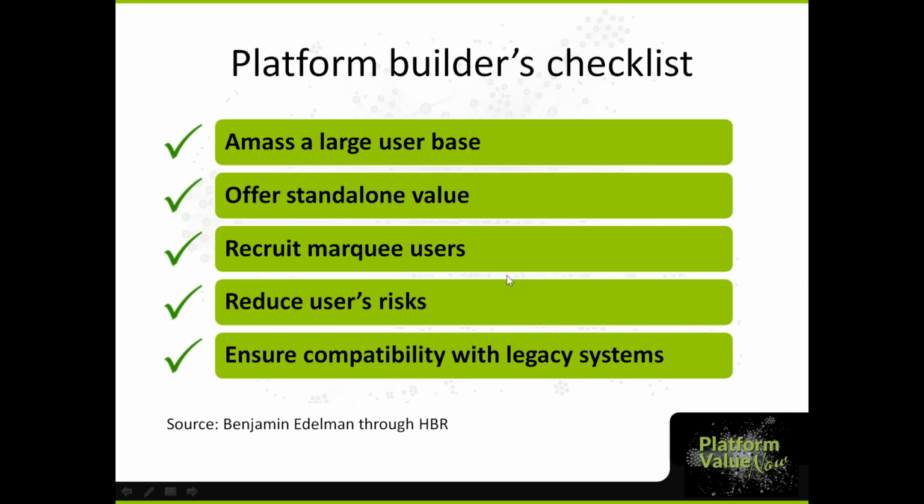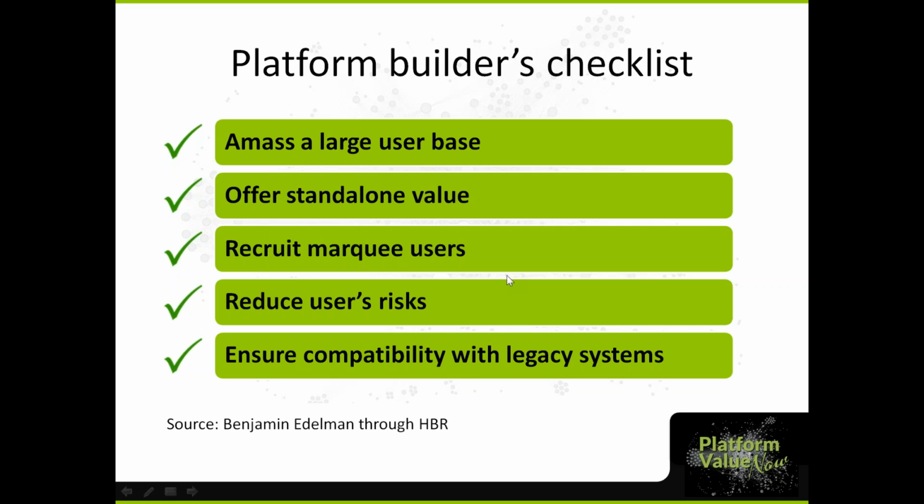You can recruit marquee users. In the case of Uber, when they moved into Seattle, they were unknown, but they essentially bought their way into the top limousine company in Seattle. And by virtue of incorporating that limousine company into the Uber driver list, they were able to get not only immediate customers, providers, but also customers and credibility.